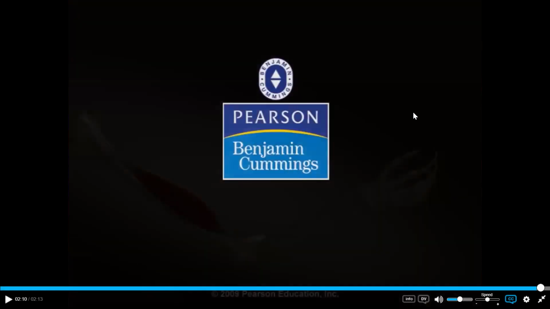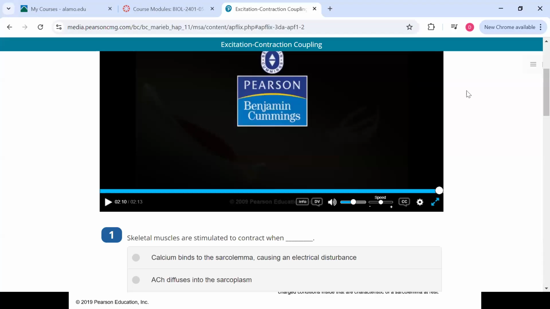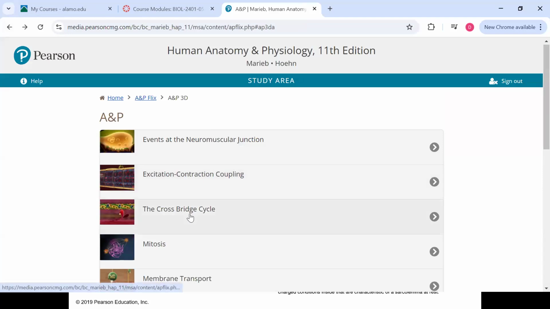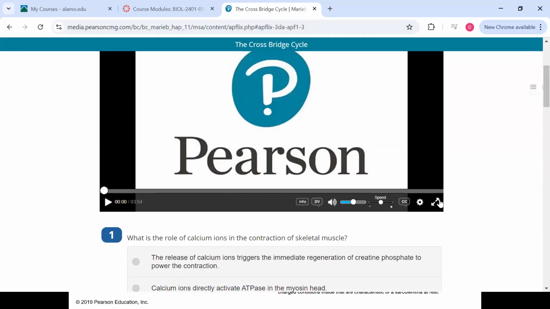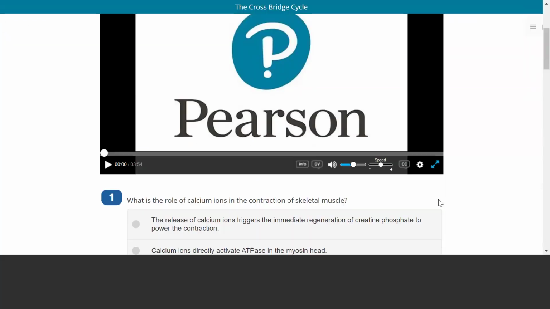All right, so far you saw the release of neurotransmitter, and that causes the release of calcium. Eventually, the action potential in the muscle causes the calcium to be released. In the next video, we're going to look at how the calcium is exactly involved in the contraction. Let's get to that video. When the protein myosin binds to actin, it's called a cross bridge.